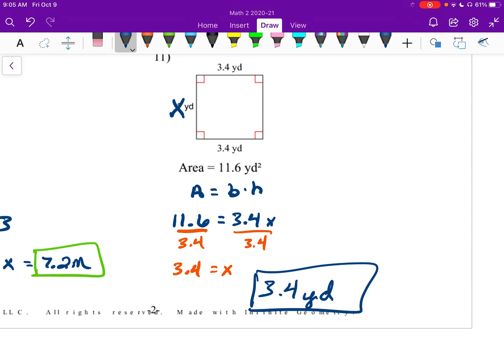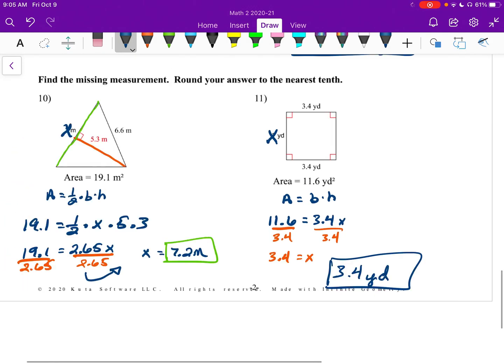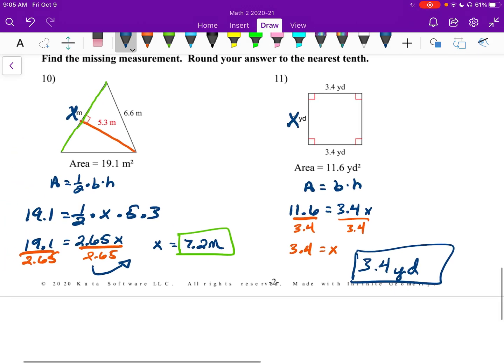Now, I don't know if I talked about this, but in numbers 10 and 11 here, our units were plain old meters and plain old yards, not squared. And the reasoning for that is that we were finding a side length. We weren't finding the area, we were finding the side length in these last problems. So make sure that you read what the problem is telling you to do. And then you need to also consider, would the units be in regular units or units squared?